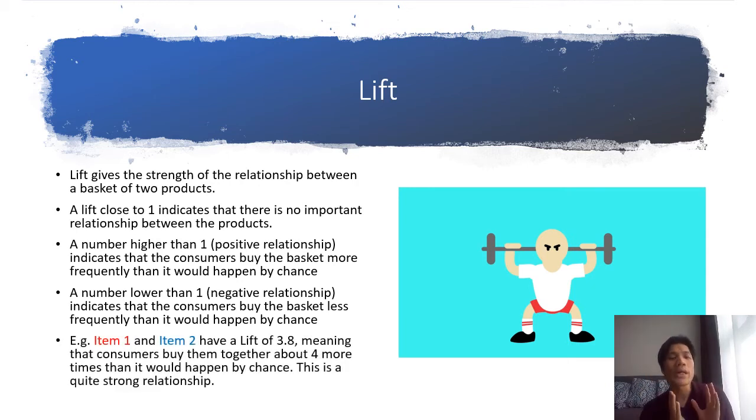If item 1 and item 2 have a lift of 3.8, meaning that consumers buy them together about 4 times more than it would happen by chance. That means it didn't just happen by chance. This is quite a strong relationship, as compared to all the other combinations within the basket. So these are the 3 most important things that you need to know when it comes to association rules.